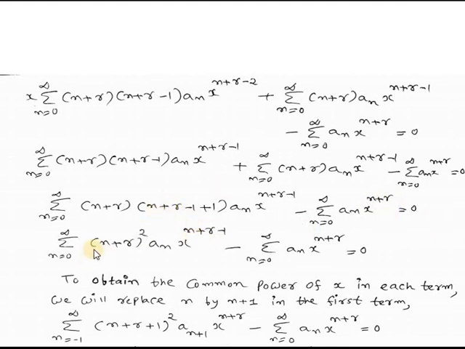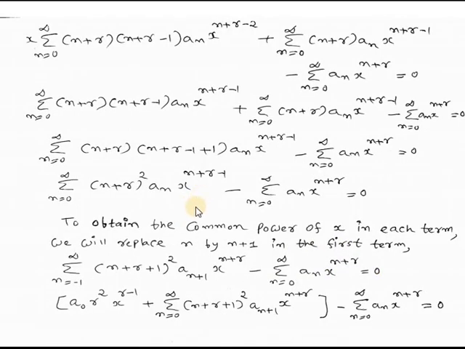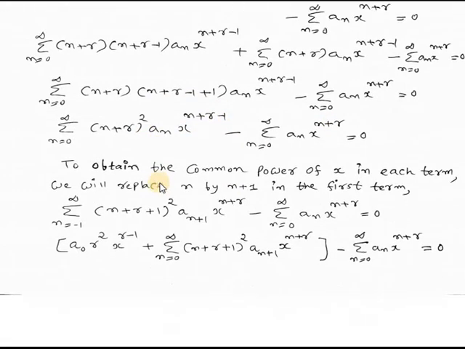So if we simplify it, we will get sigma (n plus r) whole square an x raised to n plus r minus 1, minus sigma an x raised to n plus r equal to 0. Now to obtain a common power of x in each term, we will replace n by n plus 1 in the first term, so that we can obtain the common power of x. So if we replace n by n plus 1 in the first term, here n plus 1 is equal to 0, so it will be n equal to minus 1 to infinity. Here replacing n by n plus 1, it will be (n plus r plus 1) whole square an plus 1 x raised to n plus r. And this term will be as it is.